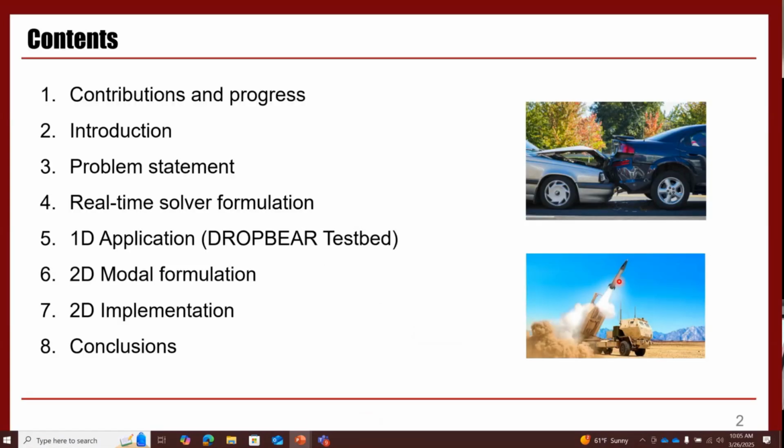I've sectioned the talk into about 8 parts: the contribution and progress, introduction, then the problem statement, the real-time solver formulation, onto the 1D application and 2D application, and then the 2D implementation of the work. Then I'm going to get into the conclusion.